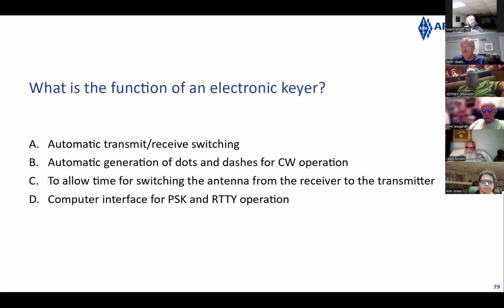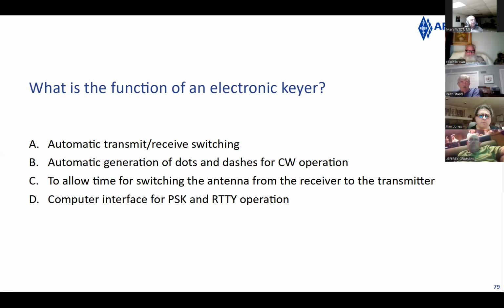What is the function of an electronic keyer? Automatic transmit receive switching, automatic generation of dots and dashes for CW operation, to allow time for switching the antenna from the receiver to the transmitter, computer interface for PSK and RTTY operation. That would be B, Bravo. That's the one with the two paddles, dots and dashes.